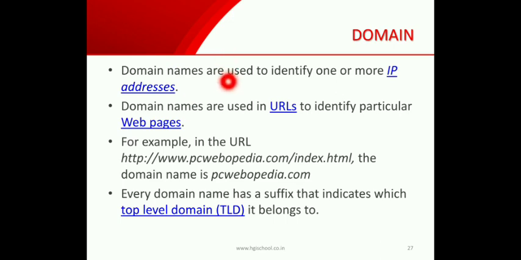Now what are domains? Domain names are used to identify one or more IP addresses. So domain names are used in URLs to identify particular web pages. An example is given. It is http://www.pcwebopedia.com. It is the domain name. Index.html is the path to a particular page. The domain name is pcwebopedia.com. So every domain name has a suffix that indicates which top level domain, TLD, it belongs to.